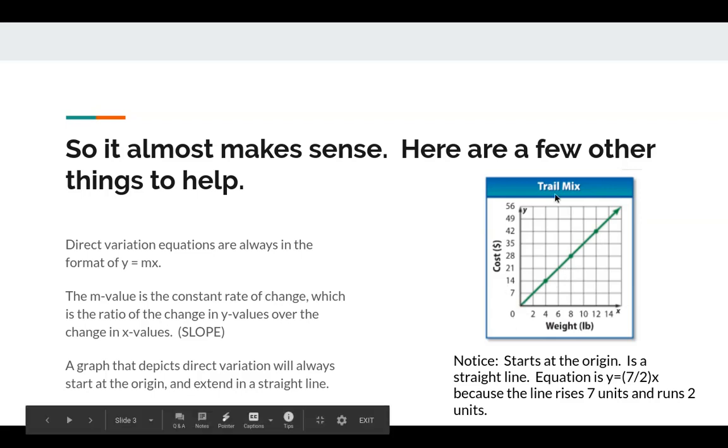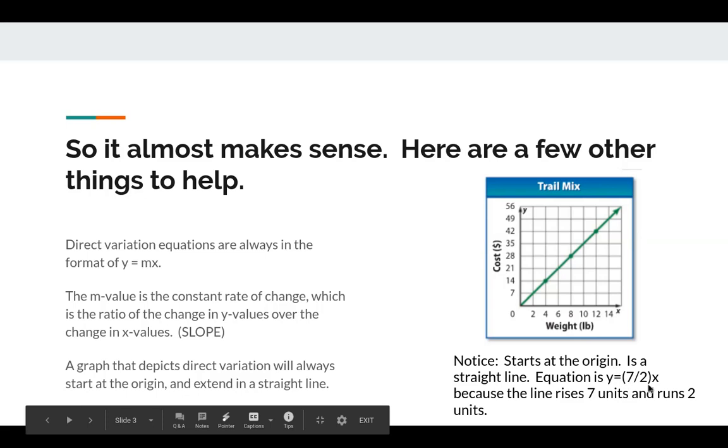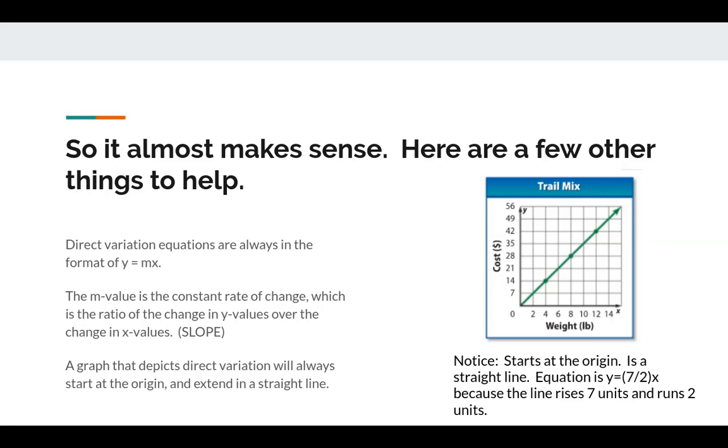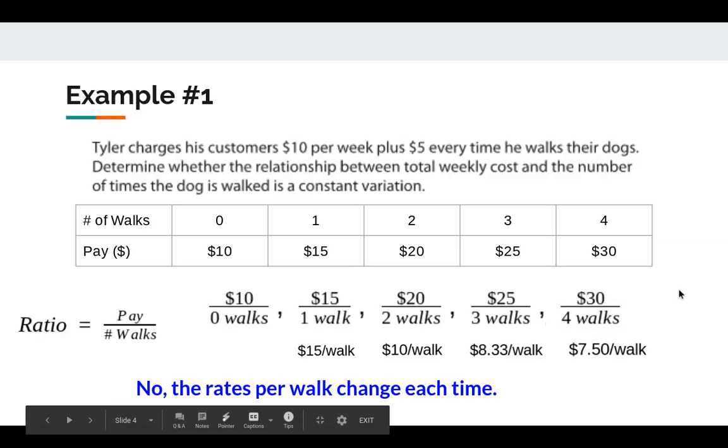We have an example here for trail mix, and we're comparing the cost to the weight. When we compare the cost, we're looking at the y values. Because this started at 0, we could say that it went up $7 for every 2 pounds. So in the equation, our slope would be 7 over 2. Could we simplify that as a fraction? No, 7 over 2 is perfectly fine. We could find the unit rate by dividing 7 by 2 to get 3.5, and that would be acceptable as well.